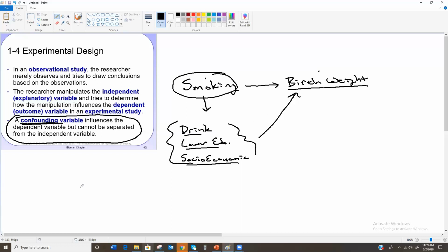And what I always like to think of it like a Scooby-Doo thing. Confound you, you kids, you messed up my plan. Okay, so here, the drinking, lower education, lower socioeconomic status, lack of health care, all of those things confounded our plan to figure out how smoking affects the birth weight. Anybody have any questions on that?